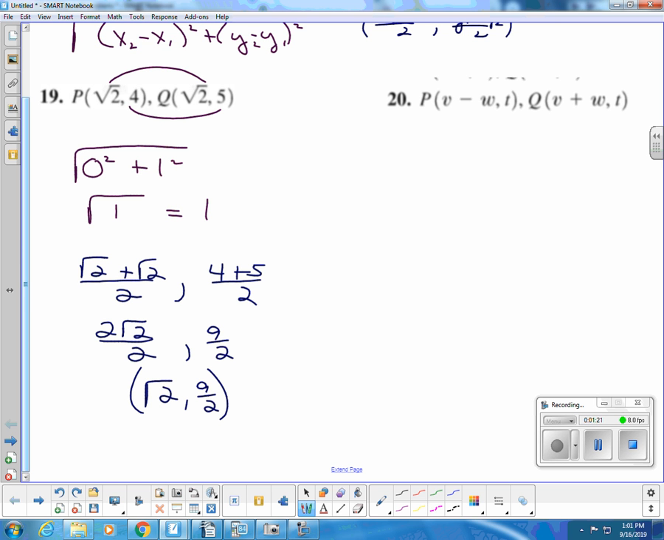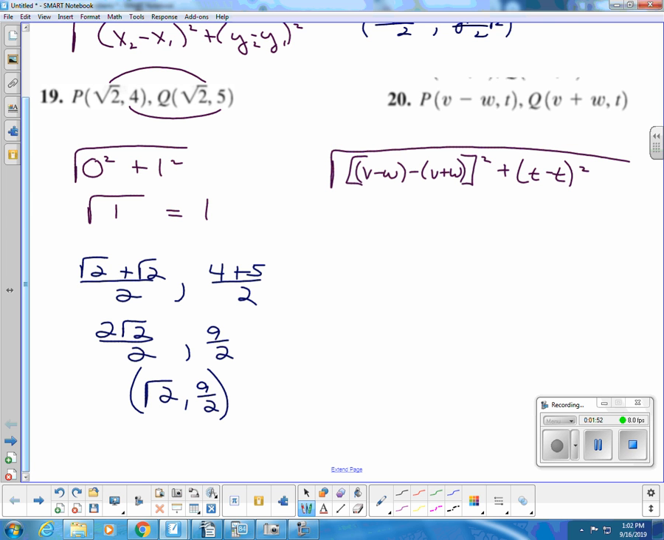Okay, number 20 there. This example has a lot of letters, so I would go ahead and do the formula to make sure of what we're doing. So we've got v minus w minus v plus w. Those are our x's subtracted. T minus t. Okay, so you're subtracting the x's and squaring it, subtracting the y's and squaring it.